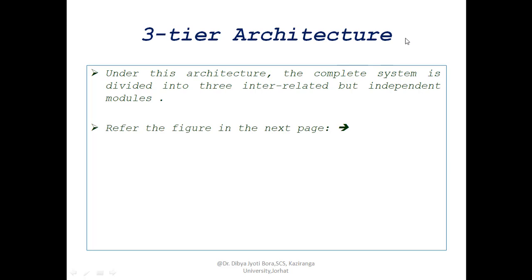Three-tier architecture is a very important topic. Do remember this, and you will find MCQs frequently coming in competitive examinations, and it is also important for your semester examination. Okay. So what is three-tier architecture? Three-tier architecture means the complete system is divided into three interrelated but independent modules. So by three-tier architecture, the whole system of Dbms is divided into three independent but interrelated modules.